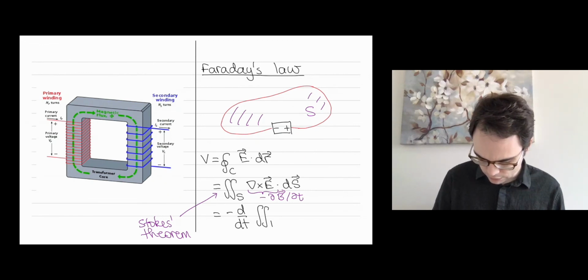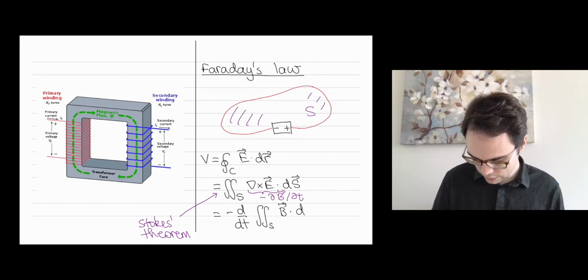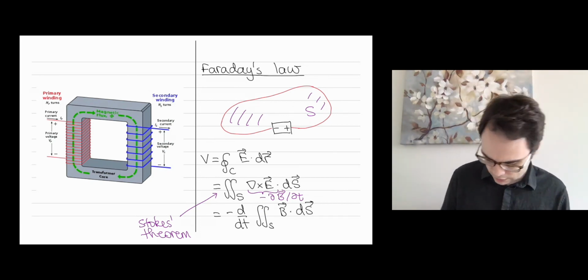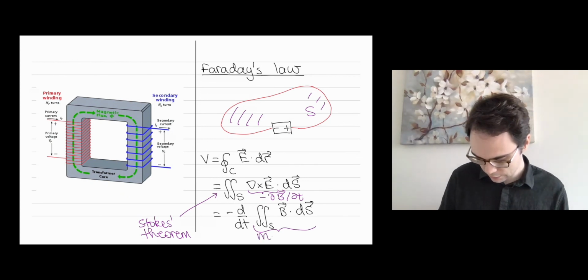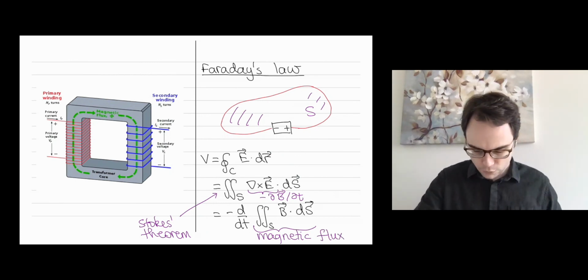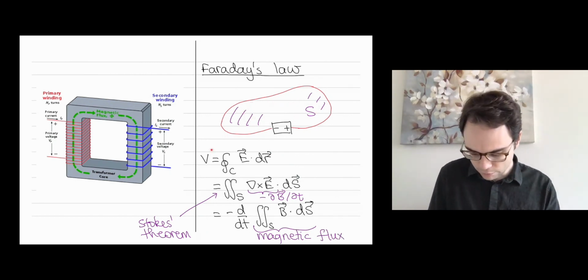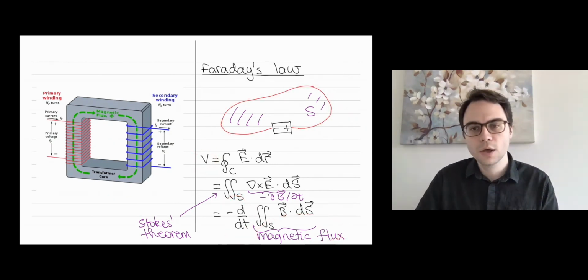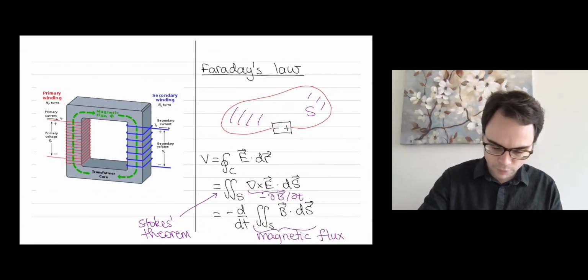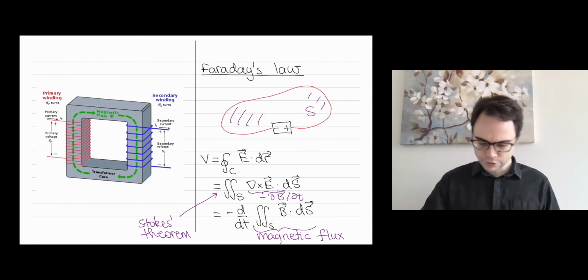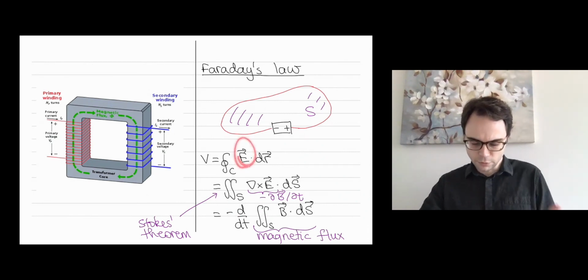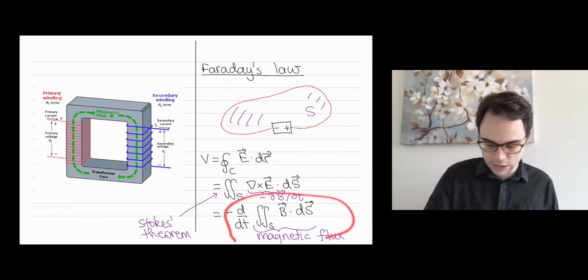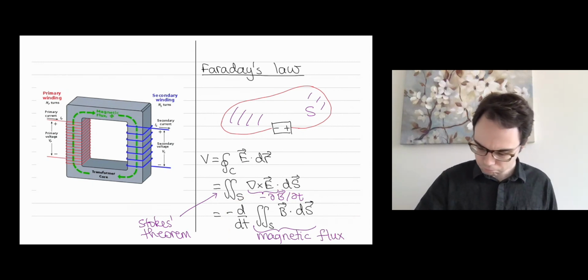Then I'm left with the double integral over the surface of the magnetic field with respect to dS. So this thing is the magnetic flux through this surface S. So the voltage around a closed loop is equal to minus the rate of change of the magnetic flux through the surface bound by that loop, right? We were originally interested in electric field and voltage, but we wound up with the magnetic field in the process. And that's fine.